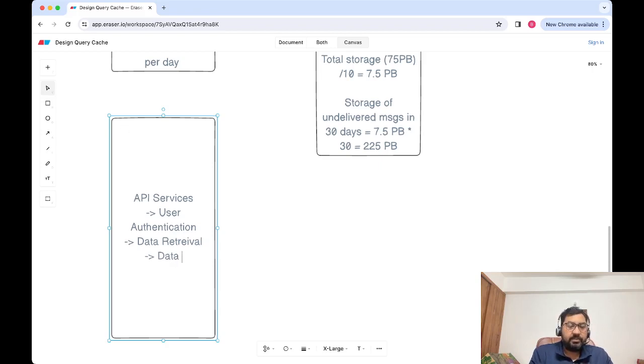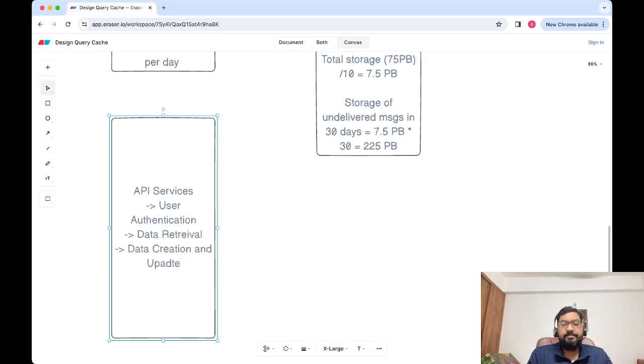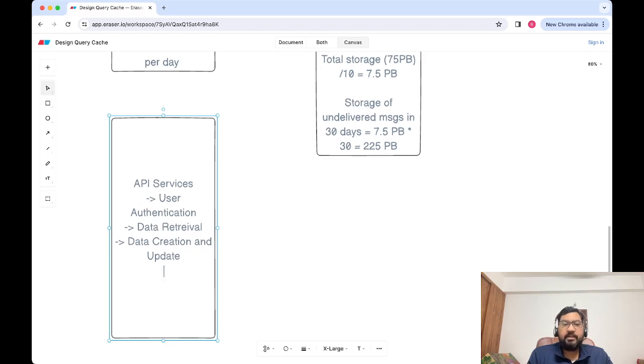Next is your data creation and update. This covers your APIs to create data, and to update and delete those data records. You have created the data, and then it goes and is put into the database. So it's simply a CRUD operation that is required on the data.